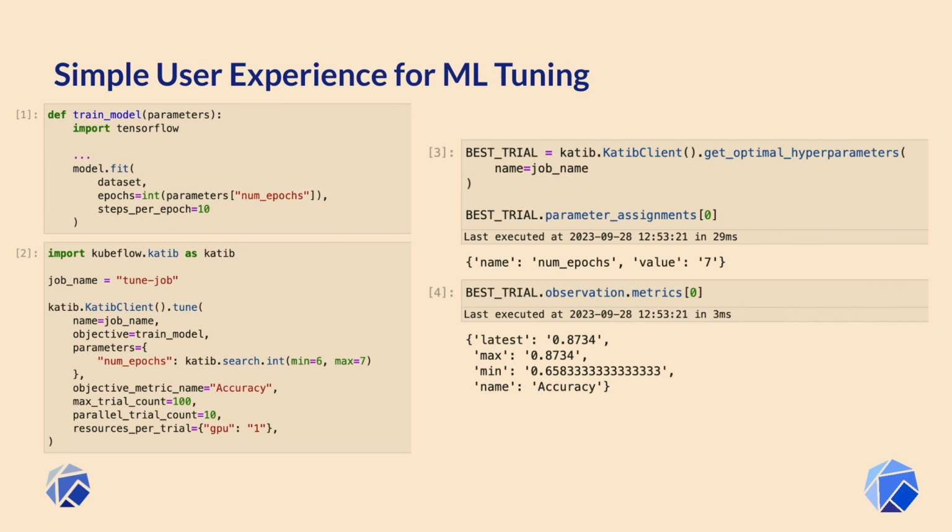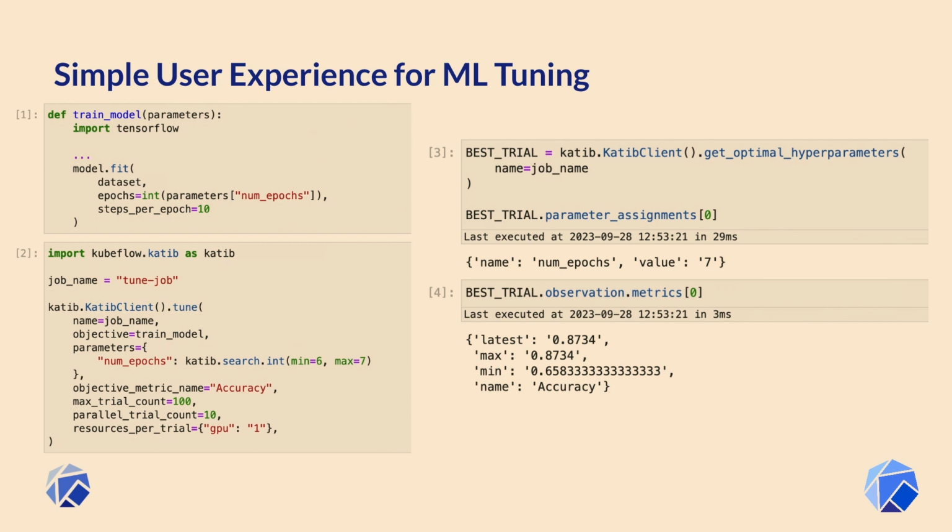So for this particular example, right now you can easily define a model in the train model API. And if you know TensorFlow, this is just pure TensorFlow code where you just say model.fit with number of epochs. And from the Katib side, what do you need to do to tune your hyperparameters? We have this new tune API where you say, I have this job, I have this objective, and I want to optimize number of epochs with this distribution.